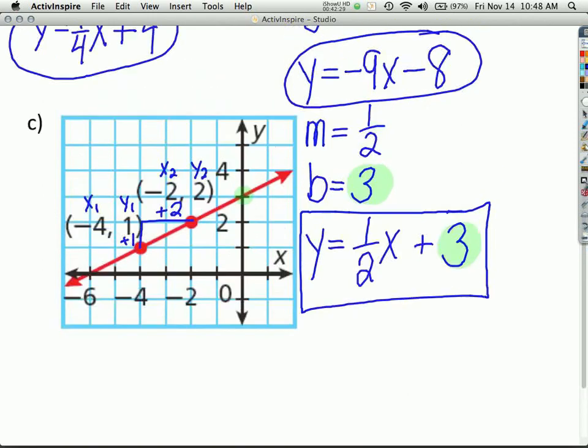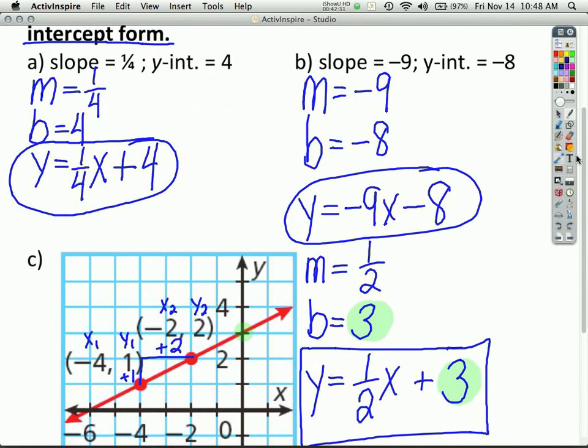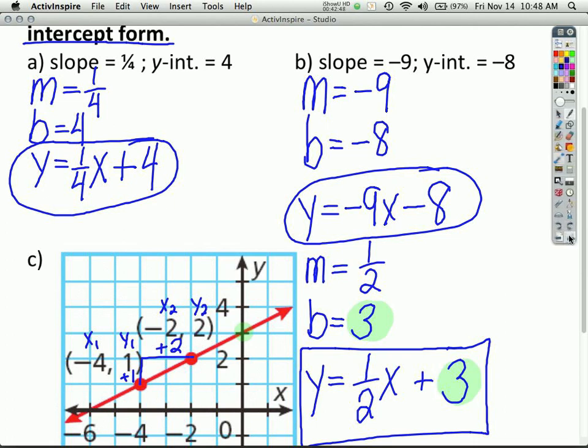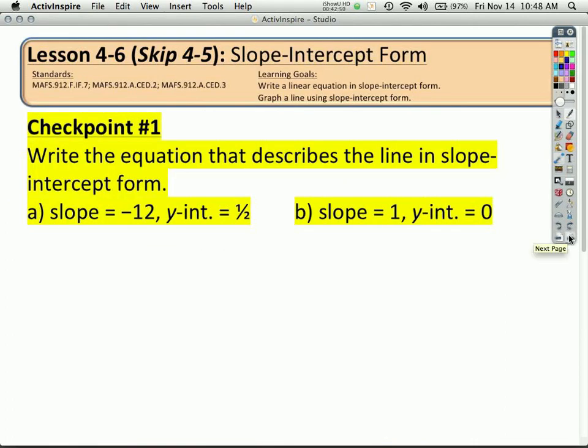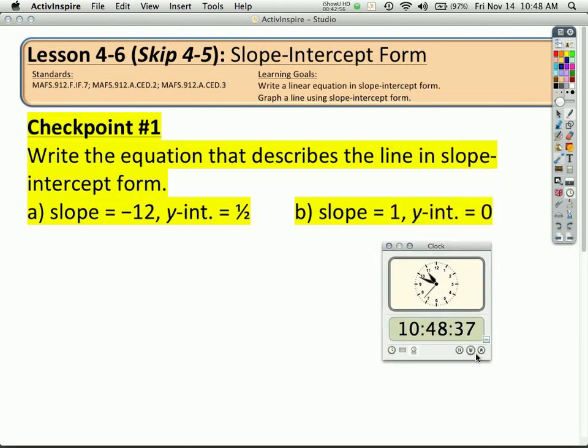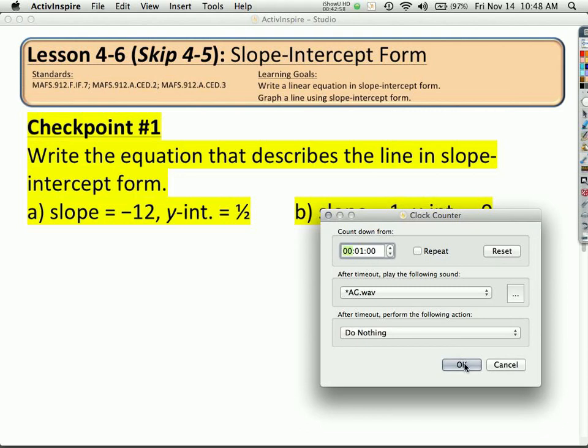So let me rewind briefly. Super easy, not too hard, but just had to do a little investigating, that's all. So this required some knowledge and skill. This just required you to just pay attention. Any questions? Good, so let's see how you do on your own. Checkpoint number 1. Give me slope-intercept form for these 2 situations. And since I gave you 2 easy ones, we'll put 1 minute on the clock.